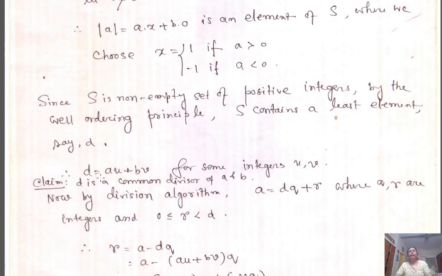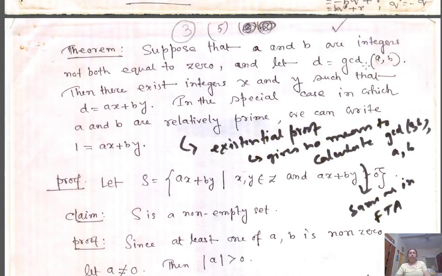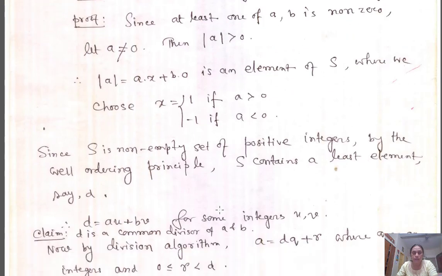Okay, so essentially you can define the GCD of A and B in this way also: the GCD of A and B to be the least element of this set. This is an alternative definition. You can take this as an alternative definition. However, we will complete this proof this way.